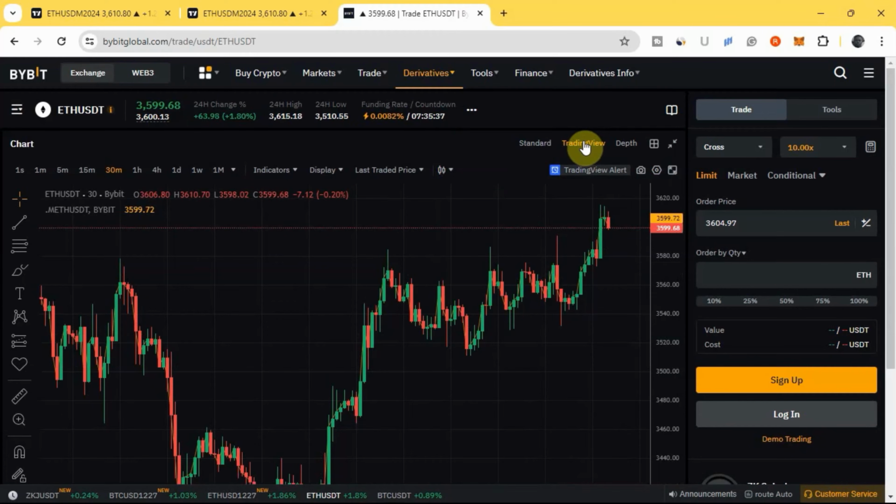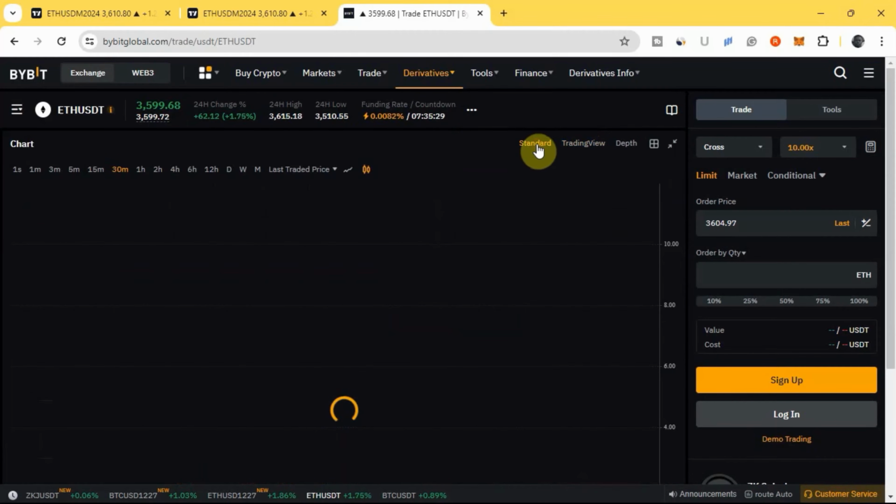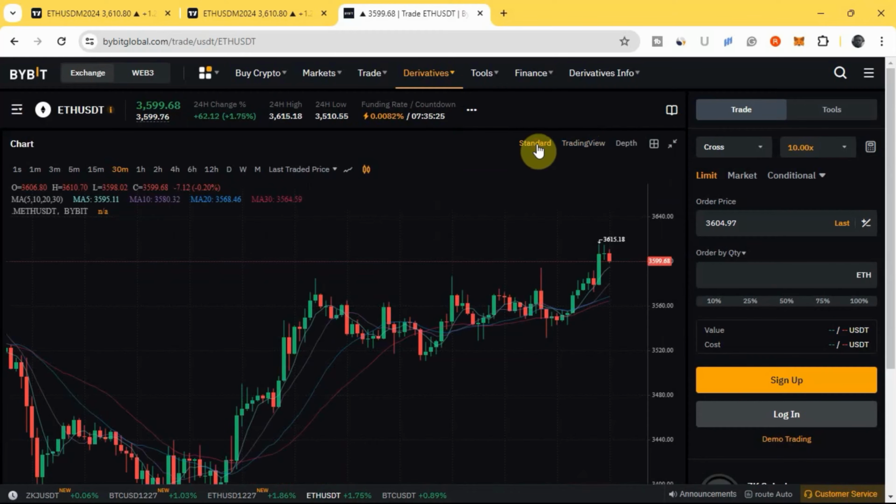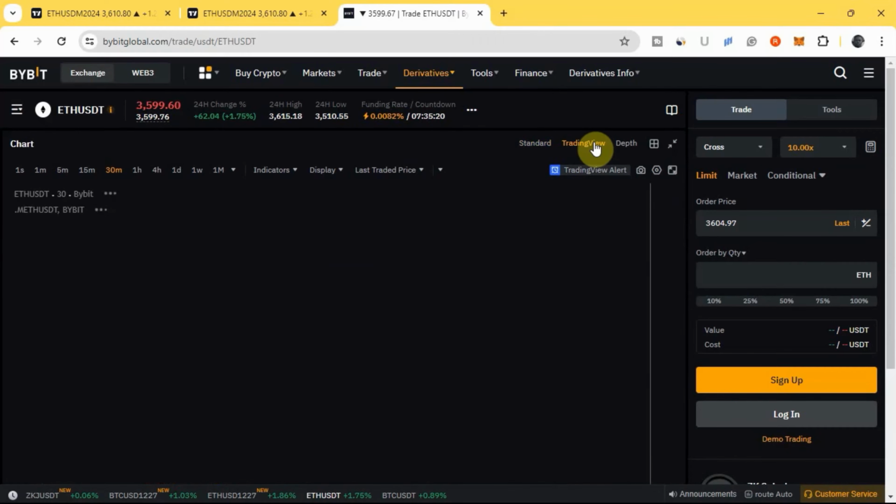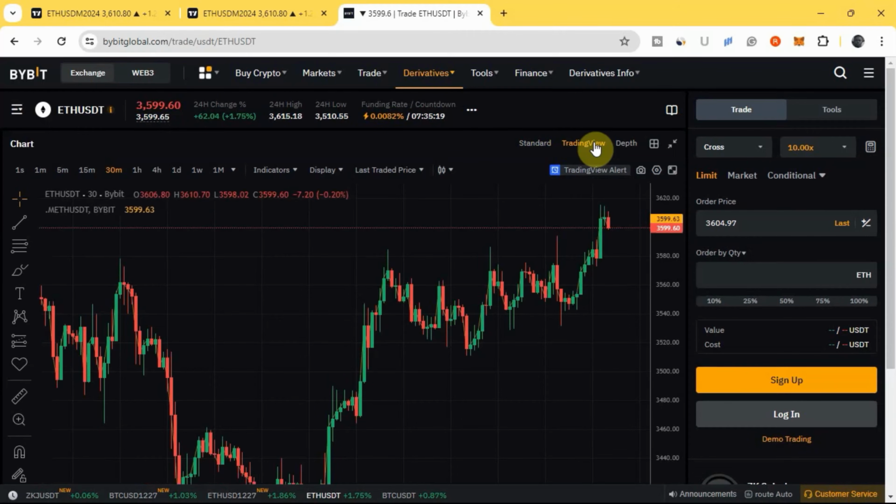So if you want the standard Bybit chart, just change it to standard right here. When you change to standard, it will show you the standard Bybit chart. So you can see it right here. This is the standard Bybit chart. But if you change it back to TradingView, it will show you the TradingView chart on Bybit. So this is it right here.